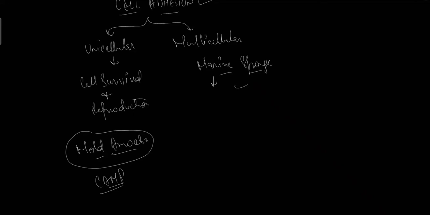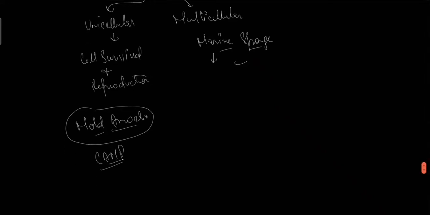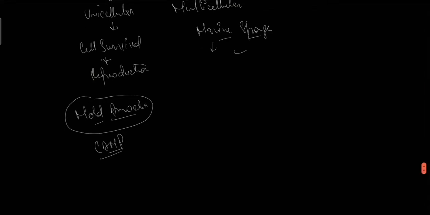The scientific reason behind this is that there are specific molecules present in the extracellular matrix of the cells of the marine sponge. Those molecules are known as proteoglycans. Proteoglycans are found on the extracellular matrix of the marine sponge, and these proteoglycans bind to the specific cell surface receptors of the same species only.